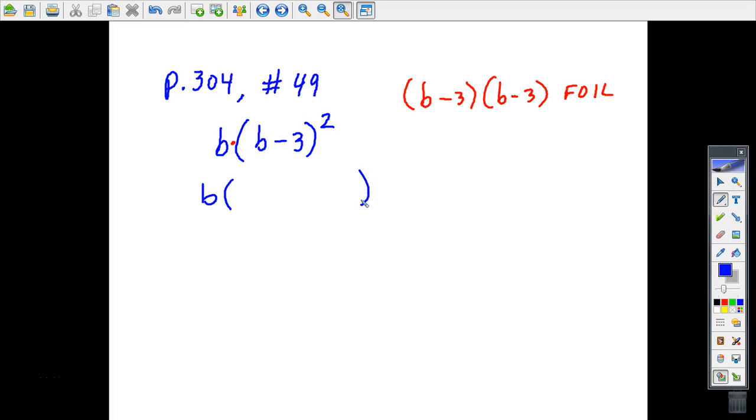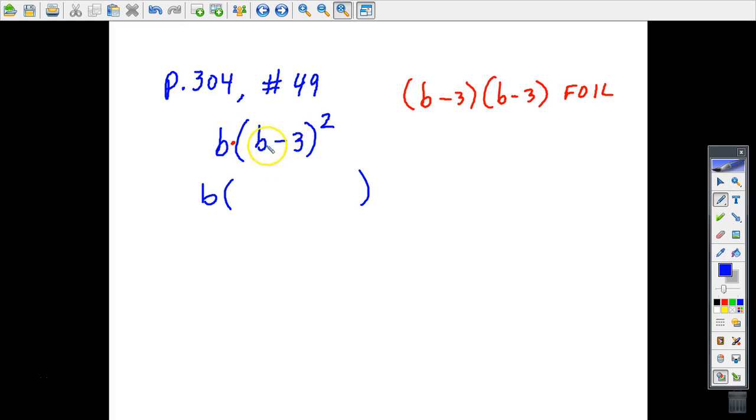So I'll show it to you. If it's something that you don't want to do, you would rather just stick to writing it down twice and using FOIL, that's fine. Maybe you saw this in Algebra 1. So notice I just brought the b down because I'm not multiplying yet.